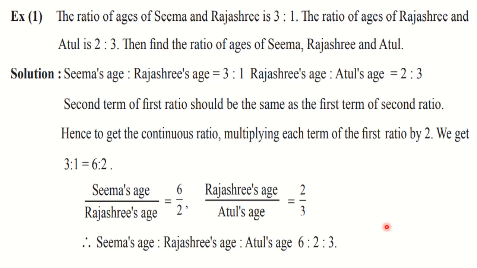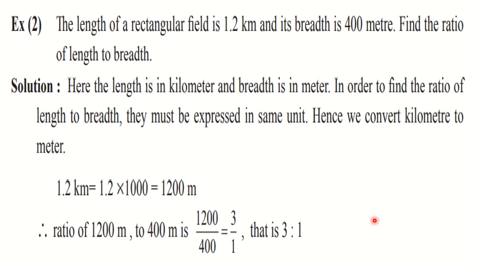Let us go further. The second example. The length of a rectangular field is 1.2 kilometers and its breadth is 400 meters. The length is provided in kilometers and the breadth is provided in meters. Find the ratio of the length to the breadth. As we have seen in the properties, whenever we want to find a ratio, the two quantities should have the same unit. But here the length is in kilometers and the breadth is in meters. So we have to convert these kilometers to meters.